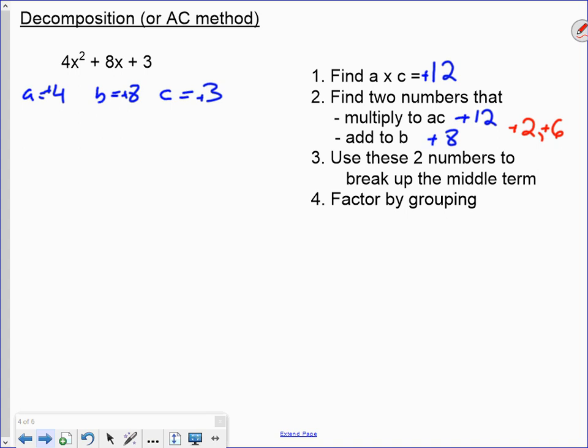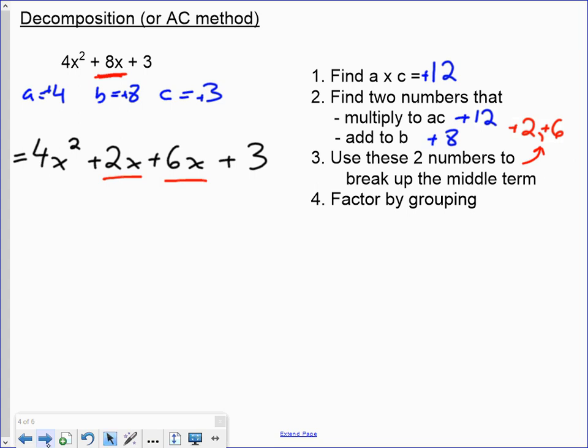What are we going to do with this 2 and this 6? We are going to use these two numbers to break up that middle term. So instead of writing 8x, so we'll have a 4x squared, we're going to have a positive 2x and a positive 6x. So we're replacing the 8x with plus 2x and plus 6x, and we're keeping the last two terms the same. So we've used those two numbers that we found to write this as 4 terms instead of 3 terms.